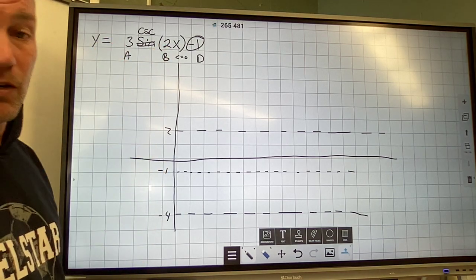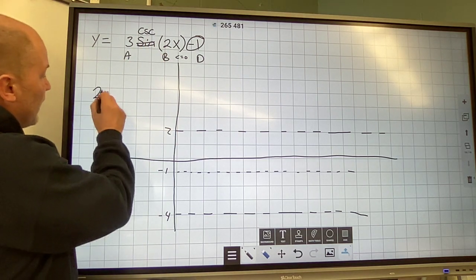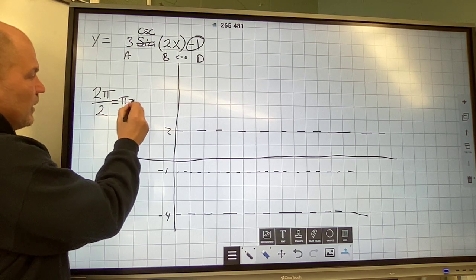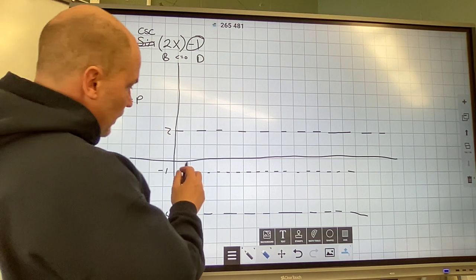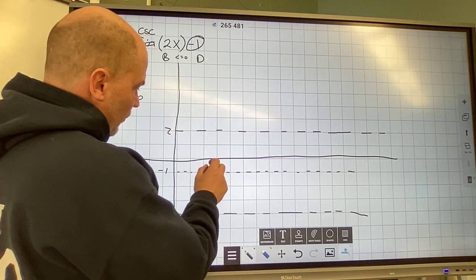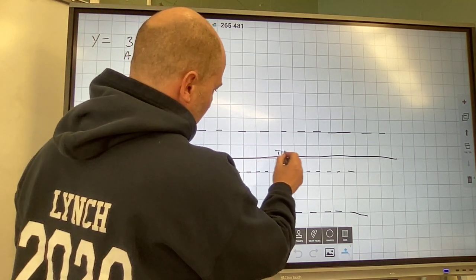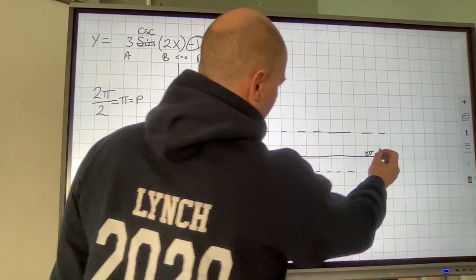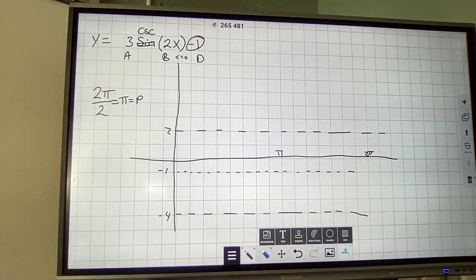And now I need to figure out what the period is, and the period is based off of B. We know that 2 pi divided by B is the period, so the period is pi. I am going to go 8 units for pi: 3, 4, 5, 6, 7, 8. It doesn't really matter, but that's where I would like to have it, right? And then we could say that out here somewhere is 2 pi. I might have miscounted, but we can deal with that, I hope.